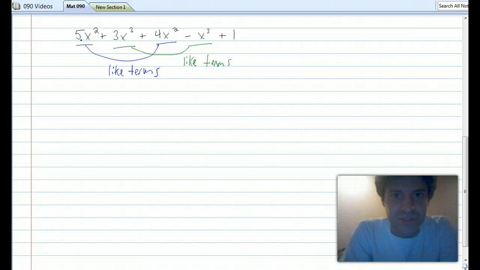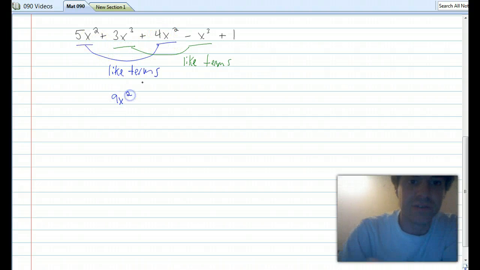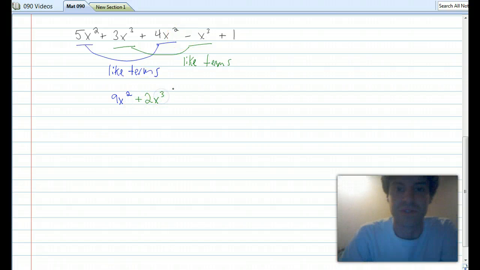The cool thing about like terms is that they can be combined into one. 5x squared and plus 4x squared can be combined into 9x squared. Obviously just by adding 5 plus 4. Likewise, 3x cubed minus, and that's a 1x cubed, can be combined into one term just by subtracting 3 minus 1, their coefficients. That's going to give us a plus 2x cubed as our second term. And in this example, 1 does not have a like term. 1 is the loneliest number. So it can't combine with any other terms, and it just stays 1.